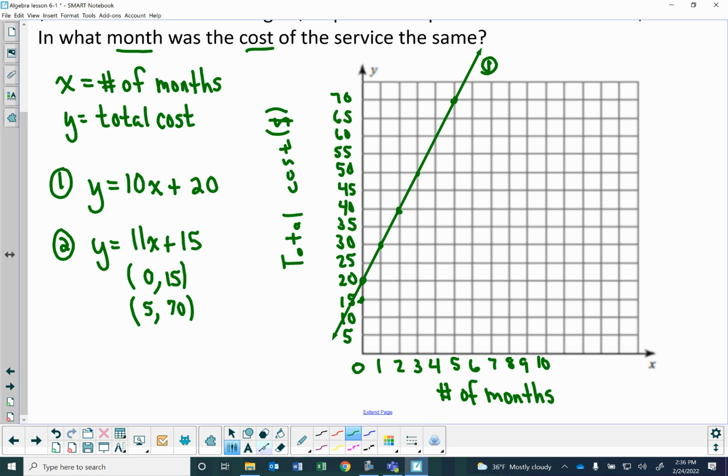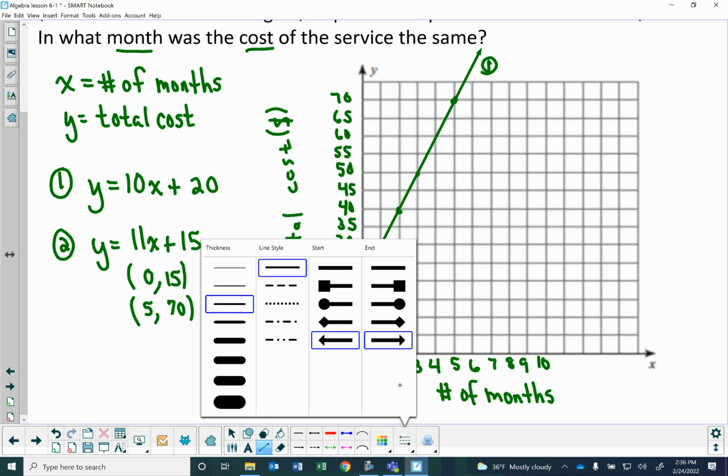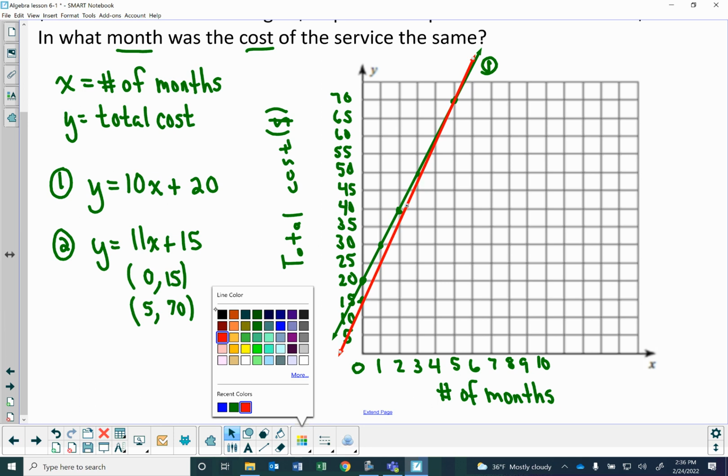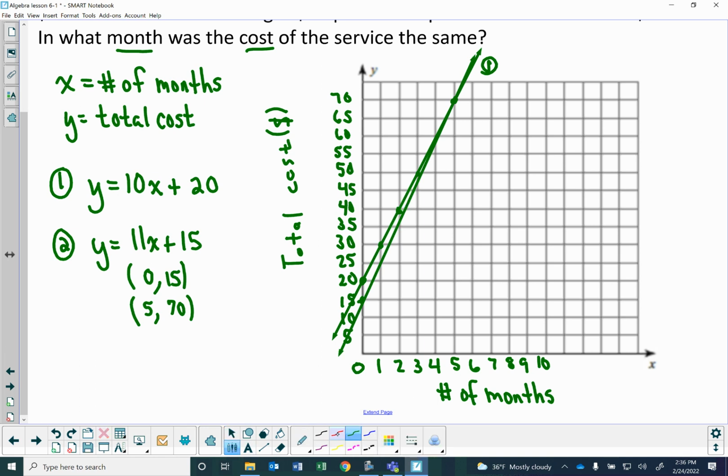But I got to draw my graph. So I will draw my graph. Easier said than done. Oh, I missed miserably up there, didn't I? Let's tweak this graph. There we go. And we can see that it did cross at the point (5, 70). Oops, that's not what I wanted. I want my pen to be red. There we go. It crossed right here.